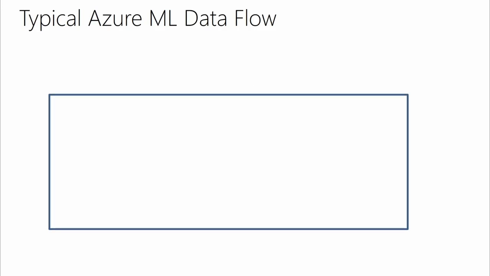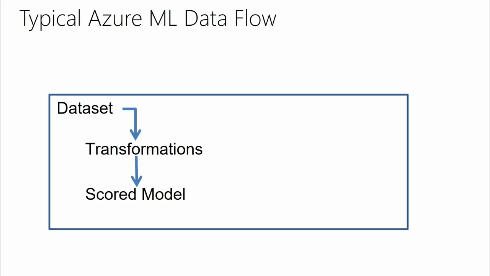So let's look at the data flow. This box here is conceptually our experiment for an Azure ML experiment. And we get a data set there, and we're going to do something with it. We're going to do some transformations, etc. And the goal is to create a scored model. But we may have some other reference data.